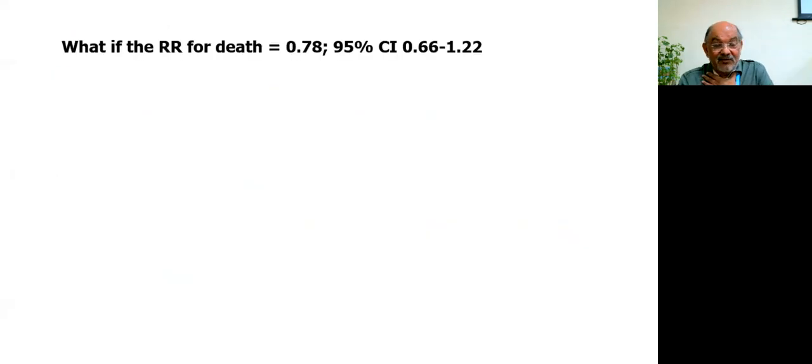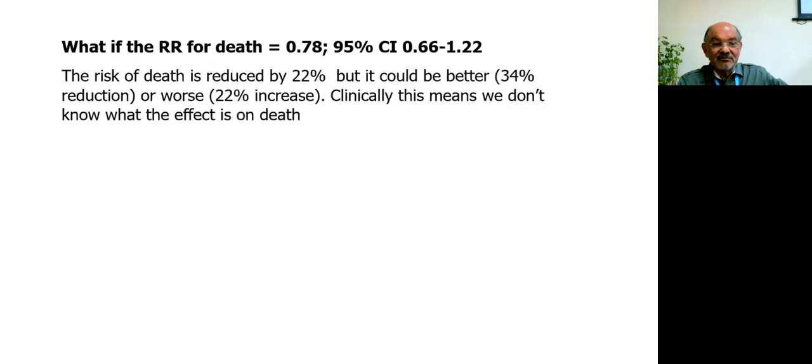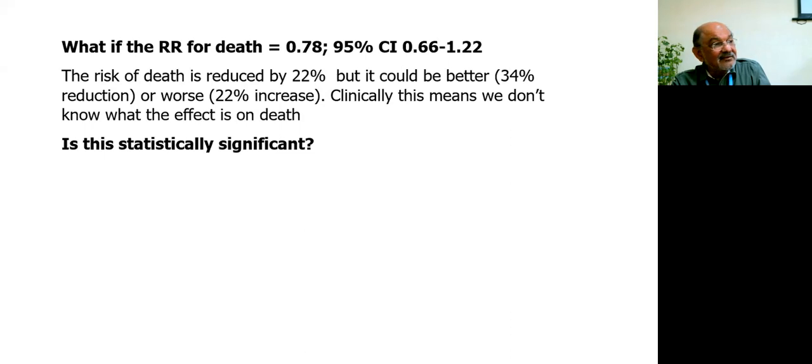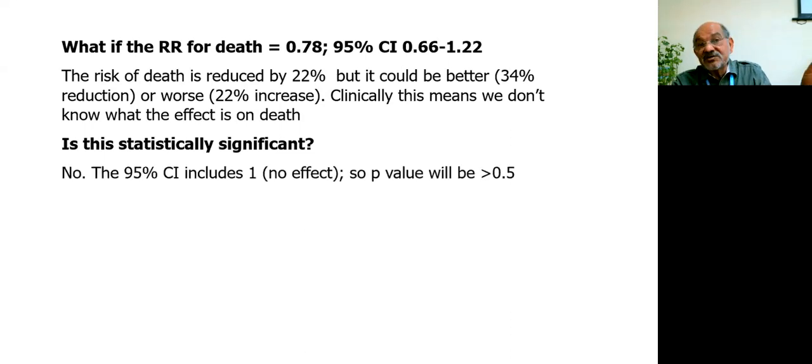Okay. What if the relative risk of death was 0.78, confidence interval 0.66 to 1.22? Answer is, I don't know. Because the risk of death is reduced by 22%, but it could be better, 36, or worse, 22 increase. That means we don't know what the effect of the intervention is on death, right? Is it statistically significant? No, because it includes 1. So p-value will be more than 0.05.